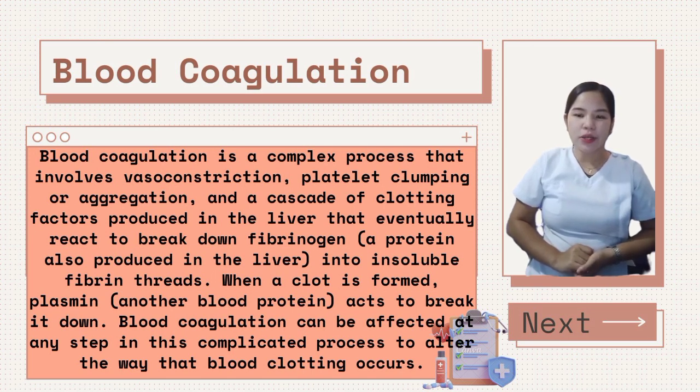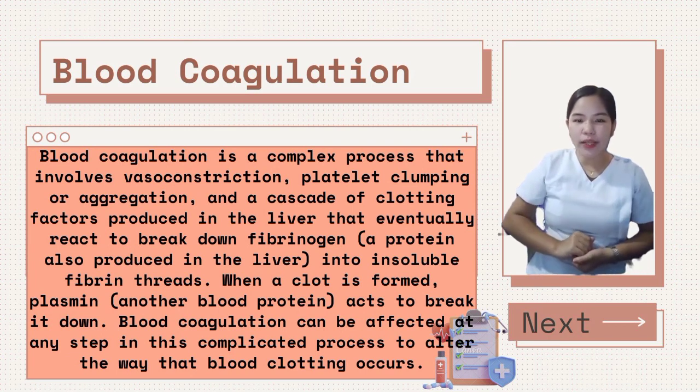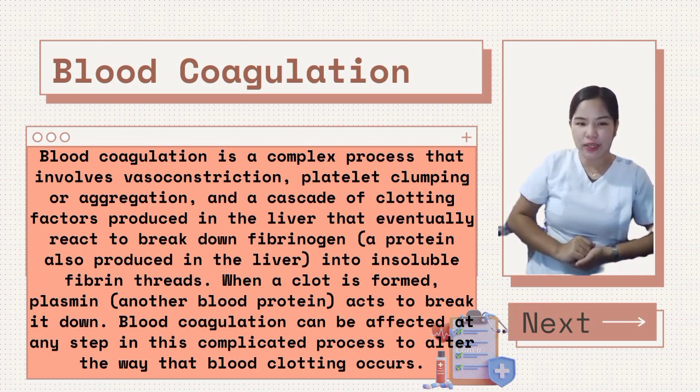Blood coagulation can be affected at any step in this complicated process to alter the way that blood clotting occurs. In addition, blood clotting or coagulation is an important process that prevents excessive bleeding when a blood vessel is injured. Platelets, which are a type of blood cell, and proteins in your plasma, which is the liquid part of blood, work together to stop the bleeding by forming a clot over the injury.